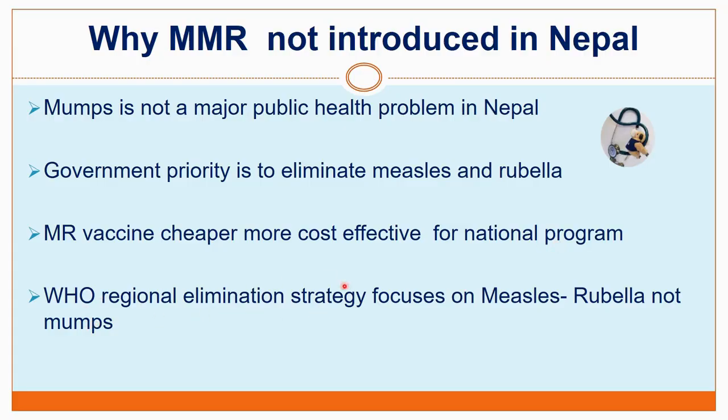The WHO strategy is focusing on eliminating or controlling measles and rubella and not mumps. So Nepal was just following the WHO strategy also. So for these few reasons, MMR was not introduced in Nepal. Instead of MMR, we practice MR.